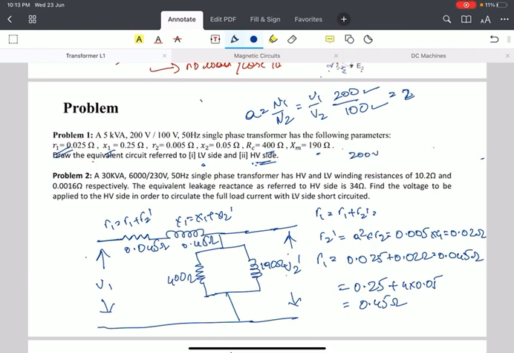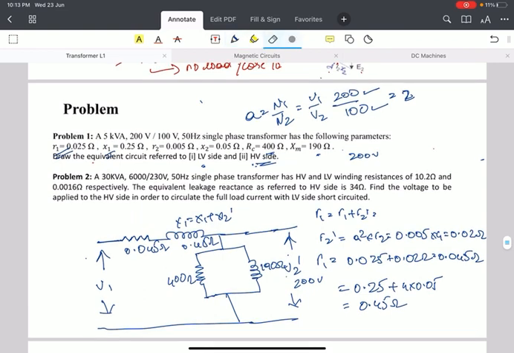So V2 dash is equal to A into V2. A into V2 is 2 into 100, therefore V2 dash is equal to 200 volts. V1 is already 200 volts, and V2 dash is equal to 200 volts. So let us write the equivalent circuit with respect to secondary winding.